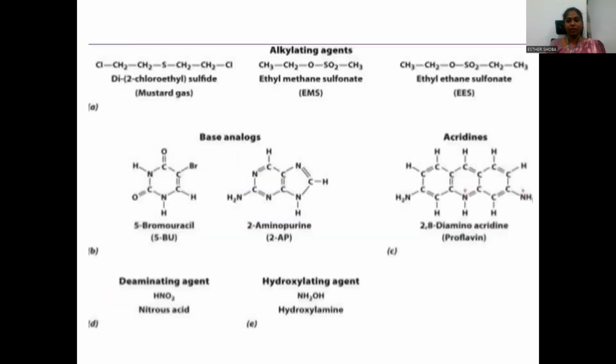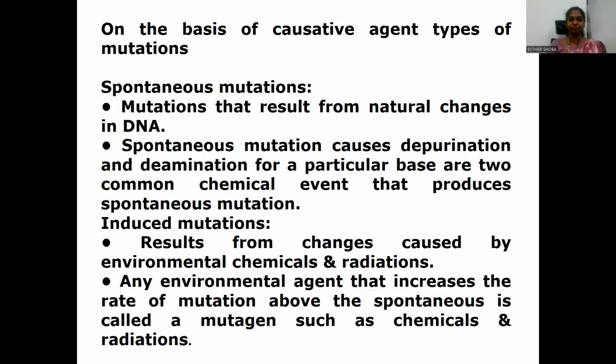This slide depicts the structure of different types of chemical agents. Examples being alkylating agents. In alkylating agents, we have ethyl methane sulfonate, we have ethyl ethane sulfonate. We also have base analogs, acridines, deaminating agents, and hydroxylating agents.